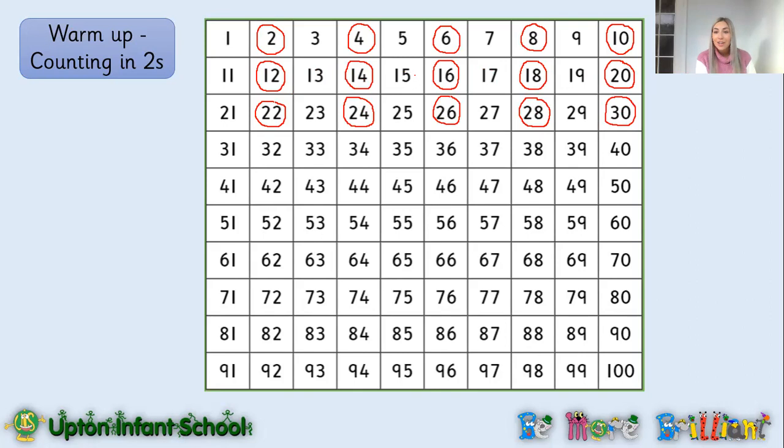What I would like you to do then is have a go at home, just practicing for a couple of minutes, counting all the way to 30 when you are counting in twos. If you want an extra challenge, you could start at 30 and count backwards when counting in twos. So 30, 28, 26, 24, and carry on like that. So pause the video here.